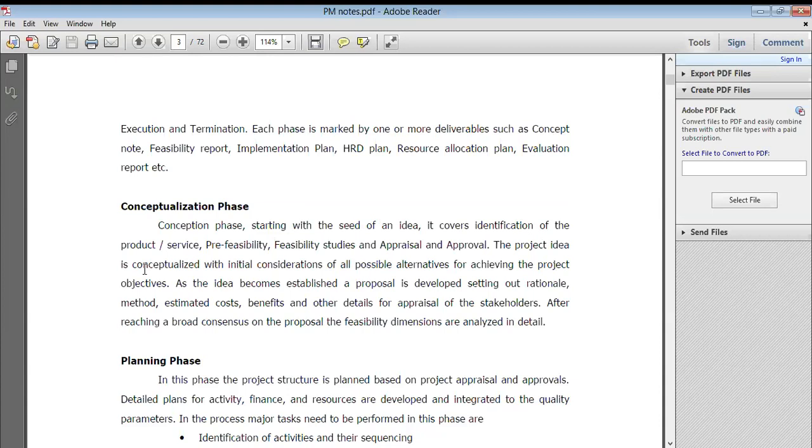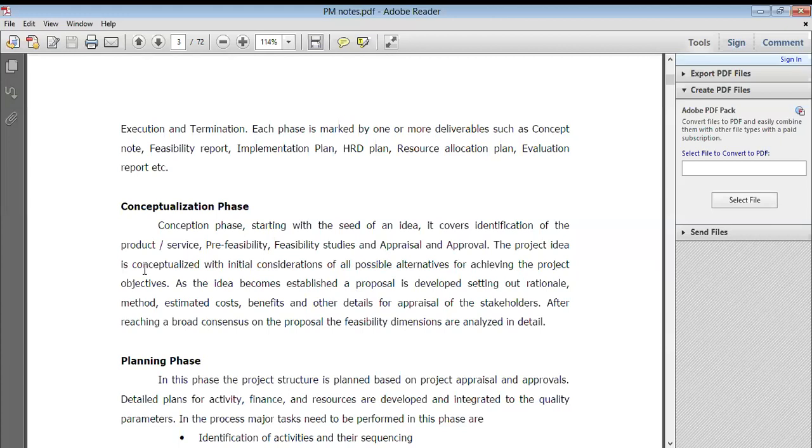Each phase is marked by one or more deliverables such as concept note, feasibility report, implementation plan, HRD plan, resource allocation plan, evaluation report, etc., which we have seen last week, right? We have seen in detail what kind of plan you need to prepare, how to prepare your plan, how many phases are required to complete the project, how you start it, how you prepare your feasibility reports, how you implement your plan, what is the HRD plan, what kind of resource allocations you require, and the evaluation after completion of the project. You need to prepare a report, right? Even the formats we have seen, on what format you need to prepare the reports, group wise, team wise.